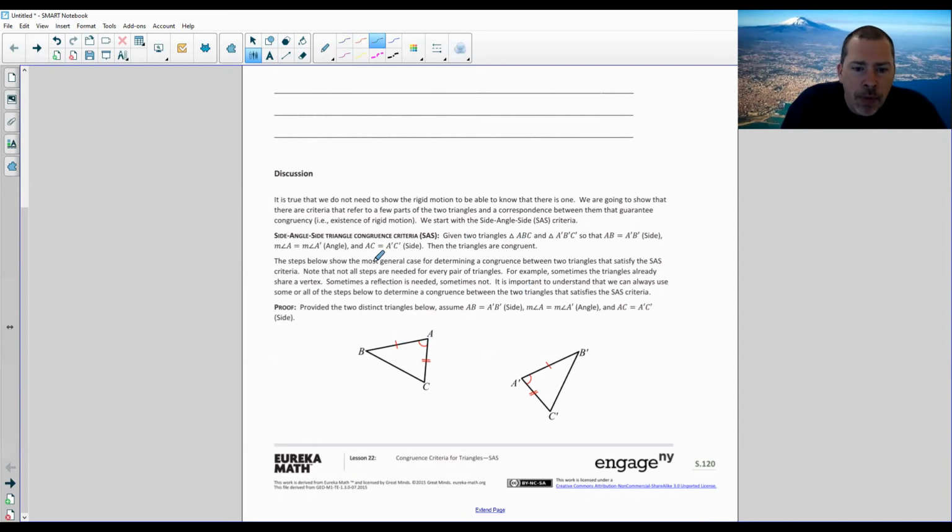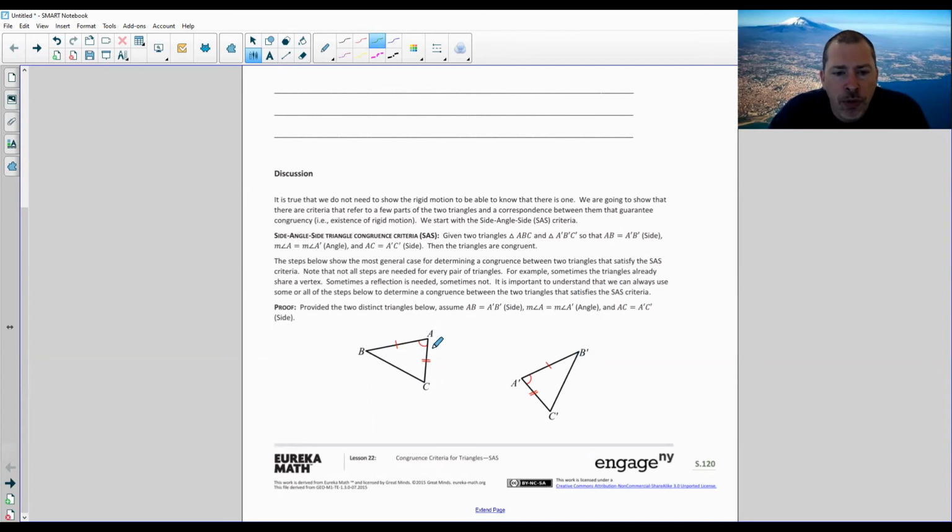So just keep in mind that if I had this side and this side, but this angle over here, that is not side angle side, that is angle side angle if I had two angles and a side, or if this angle wasn't here, that'd be side side angle and so on. So we need the angle to be the angle that is formed by the two sides that are congruent to the other triangle. So it's the included angle.